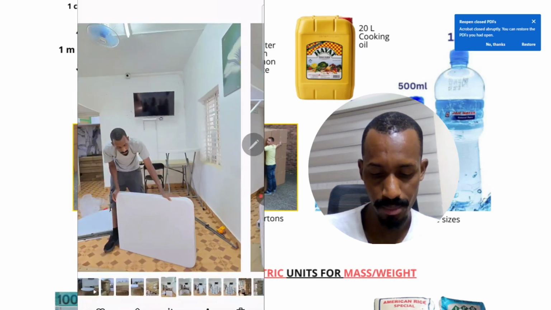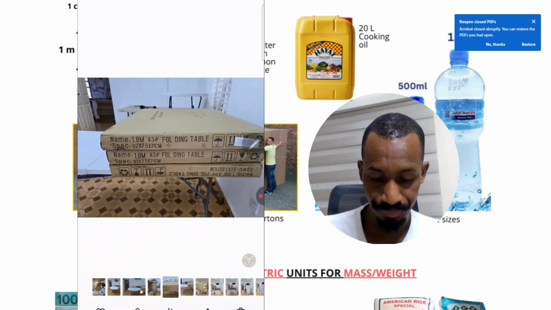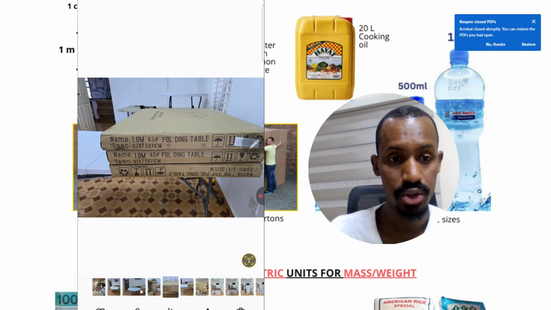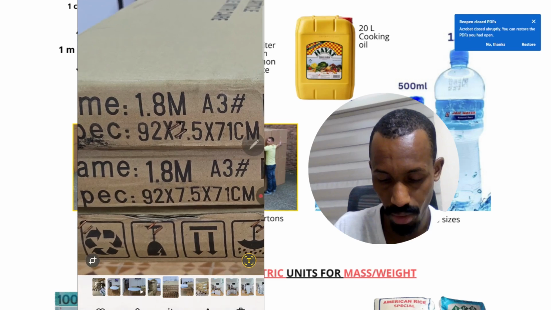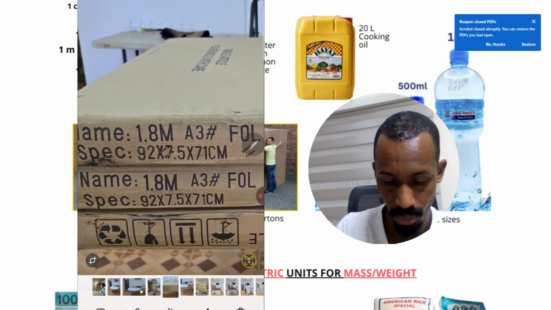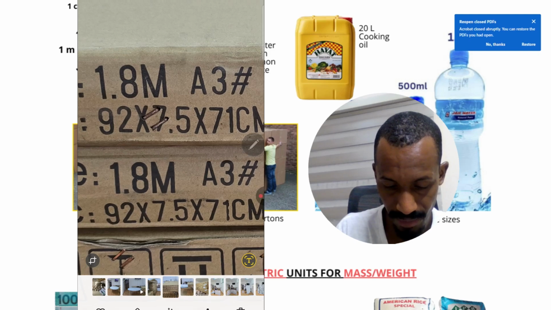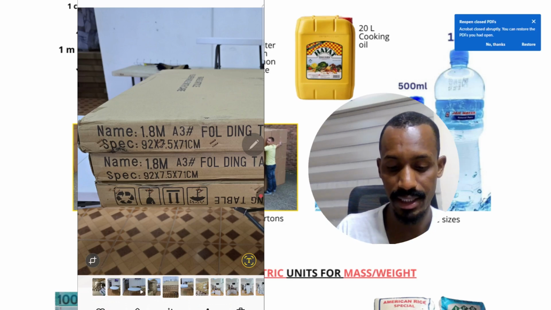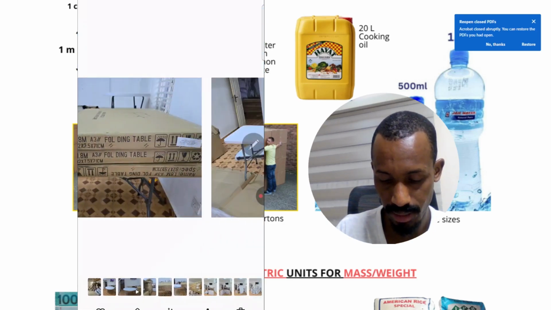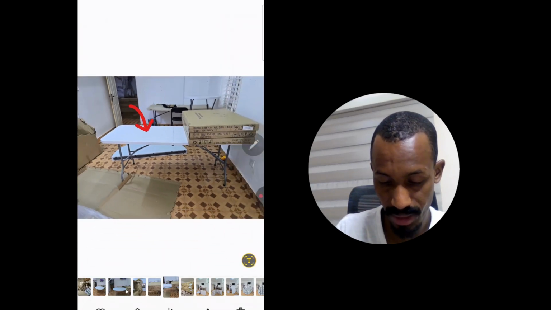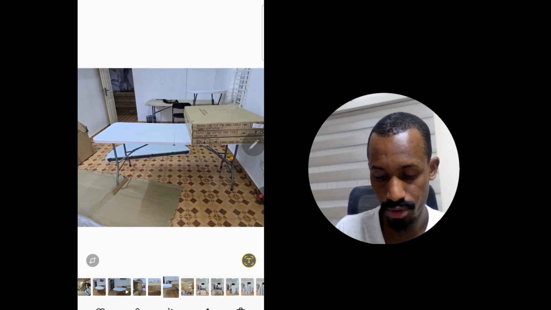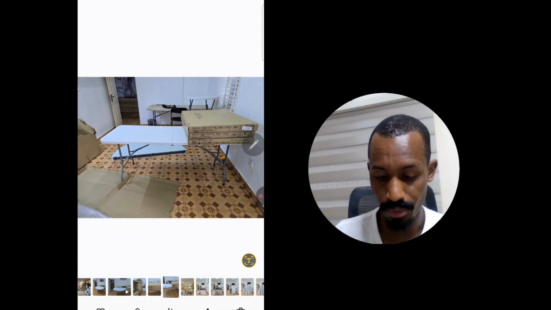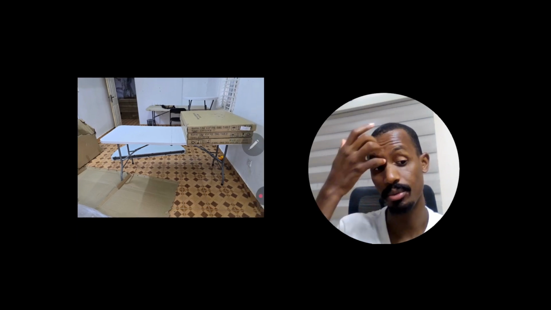Remember, for example, this box here that you are seeing, each carton has a space. It has a dimension, and if you zoom in closely, you are going to see that the dimension of this one is 92 centimeters by 7.5 centimeters by 71 centimeters. This is the volume of each carton. This is the rectangle table. We bought 20 of them, 20 rectangle tables, 50 round tables. But here, let's just focus on the rectangle table and see how much they charge us to bring the rectangle tables from China to here.